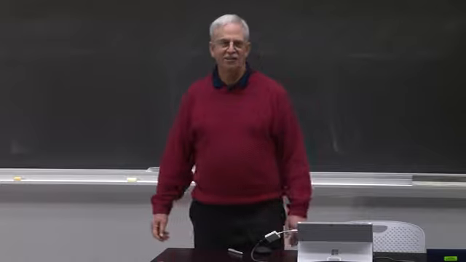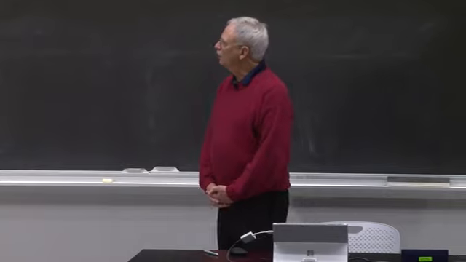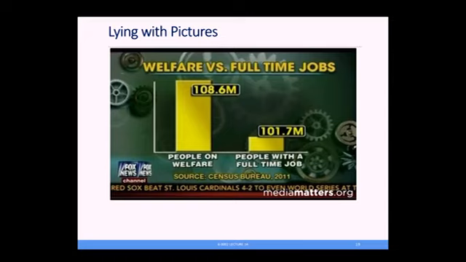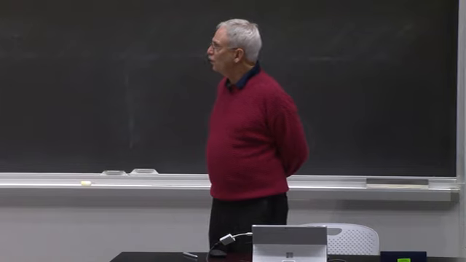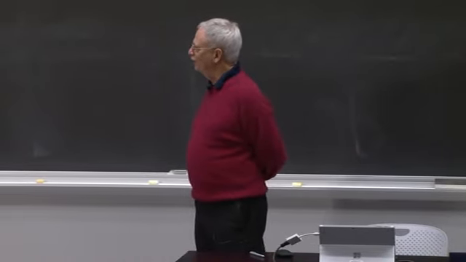Let's look at another chart, just in case you think I'm the only one who likes to play with graphics. This is a chart from Fox News. And they're arguing here, it's the shocking statistics that there are 108.6 million people on welfare and 101.7 with a full-time job. And you can imagine the rhetoric that accompanies this chart. This is actually correct. It is true from the Census Bureau data, sort of.